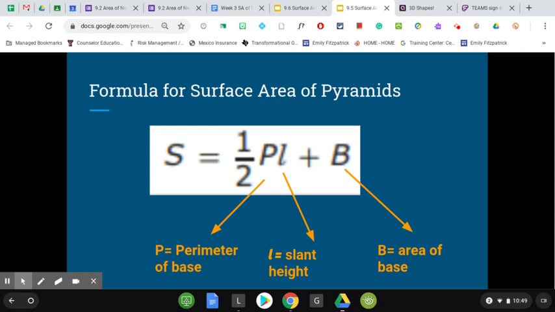But we're going to focus on the total surface area, which is all the faces of the pyramid. And this is our formula. So the P stands for the perimeter of the base. The L is the slant height. And the B is the area of the base. I think the L is the hardest one to remember because slant height doesn't start with L, but perimeter and base do start with their letters. So just remember, L is slant height.